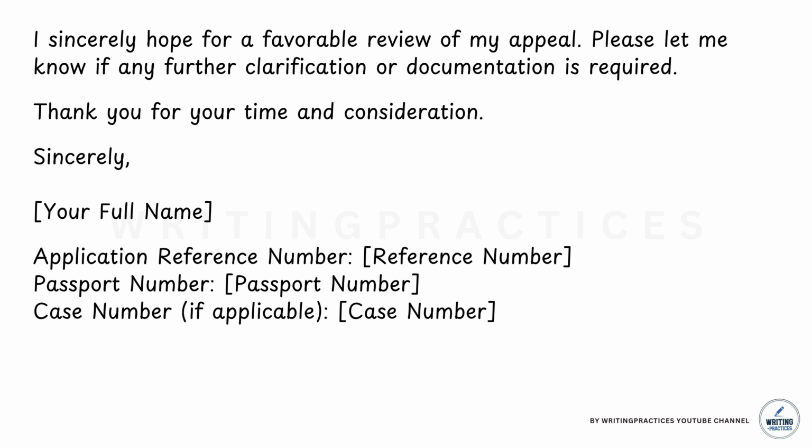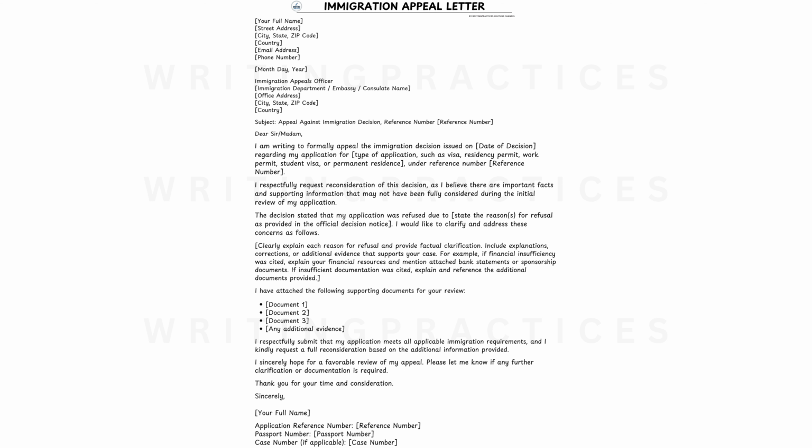Before we wrap up, here are some very important overall tips for writing an immigration appeal letter. Always remain factual, respectful, and professional. Never blame or criticize the immigration officer. Focus entirely on evidence, clarification, and compliance with requirements. Carefully review the refusal notice, address every issue directly, and attach strong supporting documents. Most importantly, submit your appeal before the official deadline, because even a strong appeal may be rejected if filed late.